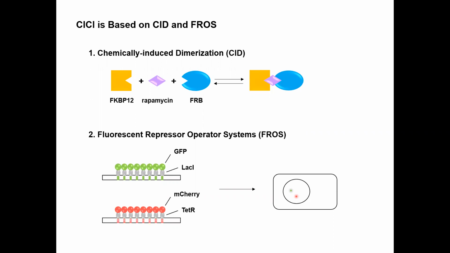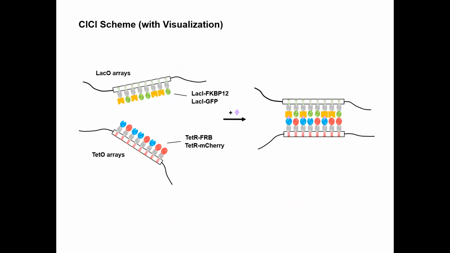So the CICI idea is very simple. You probably already thought of that. It's just to use LexA and TetR to bring the two sides of the CID proteins onto two different locations. And hopefully by putting in rapamycin, these two locations will collapse onto each other. And for visualization purposes, we also include LexA-GFP and TetR-mCherry so that these two dots originally appear as separated dots. And when we induce interaction, the two dots should be co-localized.